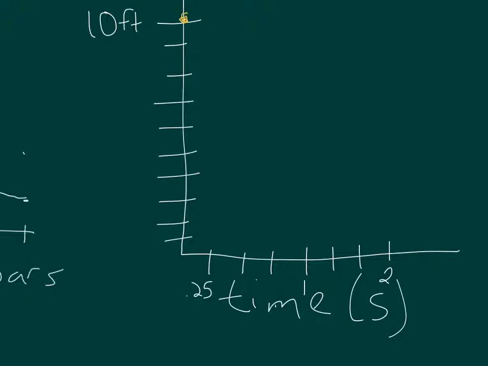After I dropped that ball at 0.25 seconds, say it's at 9 feet. 0.5 seconds, it's at 6 feet. 0.75 seconds, it's at 3 feet, and it hits the ground at 1 second. I can graph that with a line.